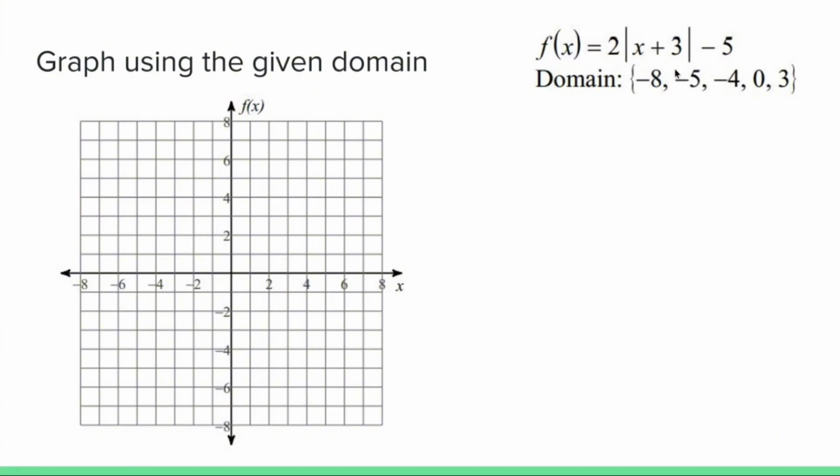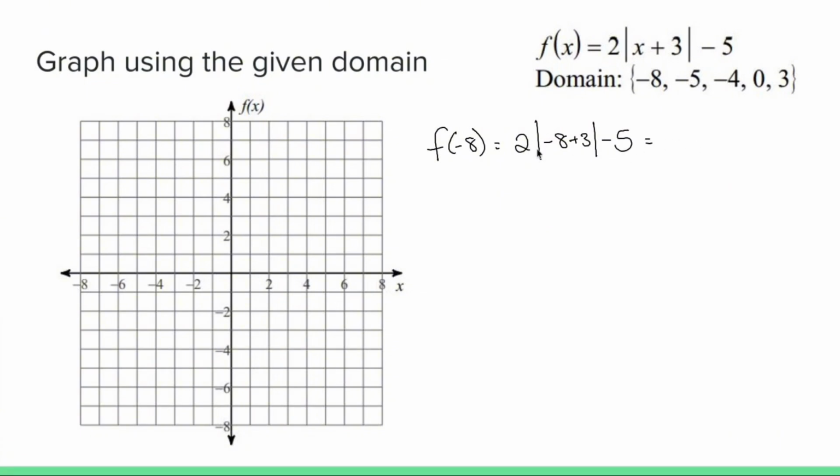We're going to have 5 different dots and 5 different numbers that we're going to plug in, and we're going to get these dots that are going to probably make some type of V-looking shape. Now, we won't connect the dots because we're just graphing 5 dots. So let's start out with f of negative 8. F of negative 8 is going to be 2 times the absolute value of negative 8 plus 3 minus 5.